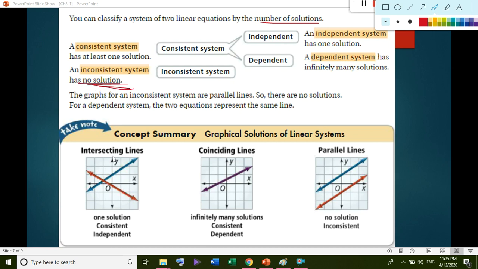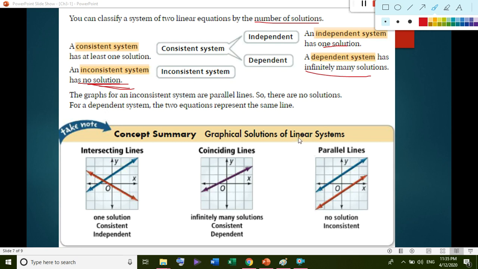Now, a consistent system is either going to be independent or dependent. Independent when it has only one solution, and dependent when it has more than one solution, or infinitely many solutions. You have to know the difference between the consistent system and its types and the inconsistent system.